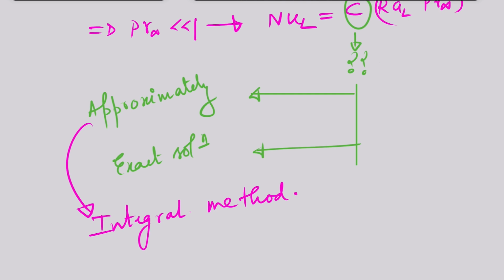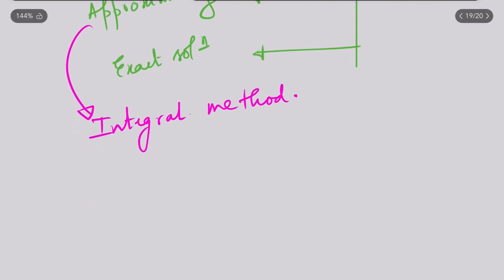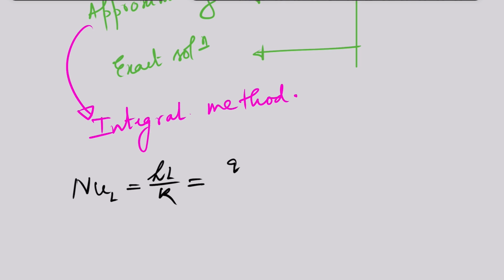So this Nusselt number is actually correlated with the temperature gradient at the wall, the transverse temperature gradient at the wall, and that you can easily show. How can you easily show? These things should be at your fingertips. So this Nu is actually hL by k. Now what is h? h is q by delta T.